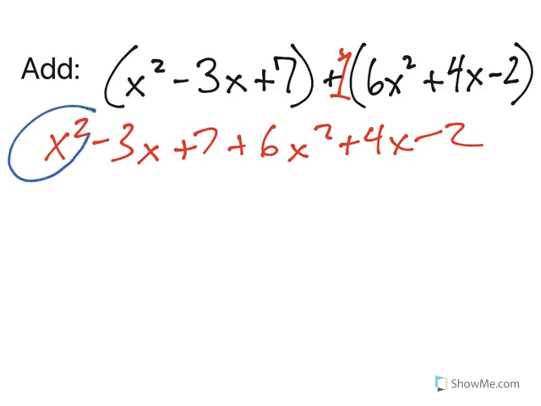So I start with I have an x squared. Are there any other x squareds? Yes, I have 6x squared. Well, remember, if there's nothing in front, it's automatically a 1. So I have 1x squared plus 6x squared gives me 7x squared.